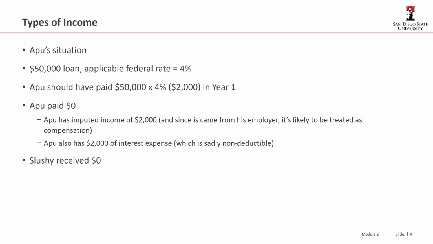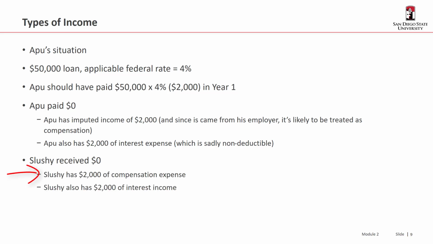Okay, how about Slushy Inc.? Because remember, Slushy Inc. also received nothing. So Slushy Inc. gets to recognize $2,000 of compensation expense that offsets Apu's $2,000 of income. Slushy also has $2,000 of interest income. So net Slushy is 0. They deduct $2,000 of comp expense. They recognize $2,000 of interest income.